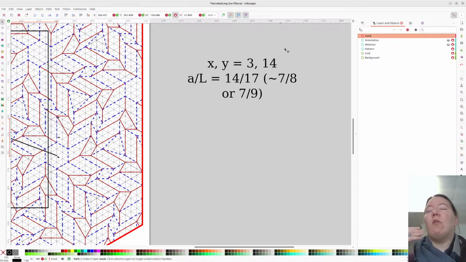The formula is Y divided by X plus Y for triangle grid. Super simple. So 14 divided by 14 plus 3 is 17. And then you can sometimes simplify. Sometimes you can just fudge the fraction where it's like, well, this is basically 7/8 or 7/9. If I wanted to be super precise, I would actually fold it as 14/17, but that's a bit of an annoying number.